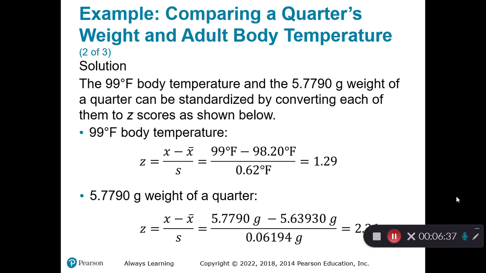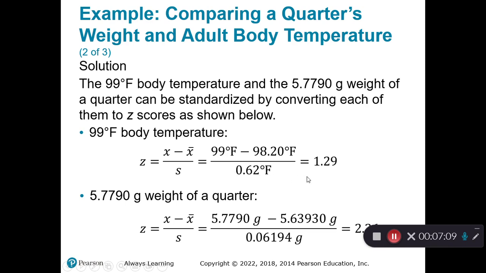In the first case of temperatures, the mean temperature was 98.2 degrees Fahrenheit. That is our sample mean, which is x bar. This is the value that we're going to be subtracting in the numerator. 99 degrees is the data value in question, so that is x. Here we see it in the numerator as well. And in that example, the standard deviation for the temperatures was 0.62 degrees Fahrenheit, so that is what we're going to be dividing by.